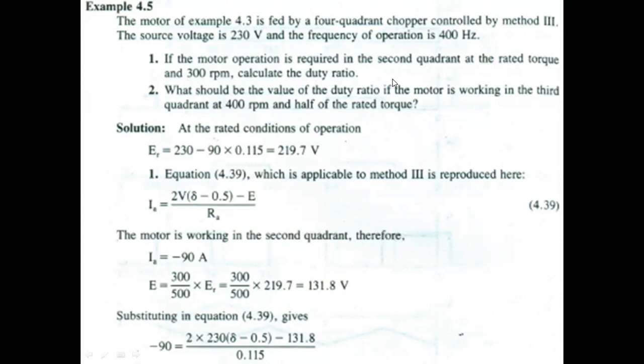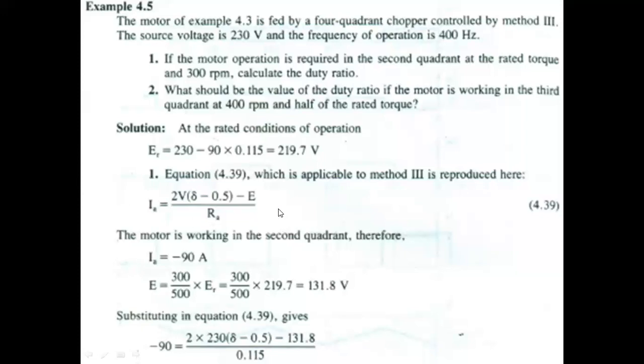Okay, so first we have to find out the rated conditions. ER is equal to 230 volts minus IA, which is 90, times R, which is given as 0.115 in the earlier examples. Please go through that. So ER is equal to 230 minus 90 into 0.115, that is equal to 219.7 volts. So first one, if the motor operation is required in the second quadrant at the rated torque and 300 RPM, calculate the duty ratio. So delta you have to find out.